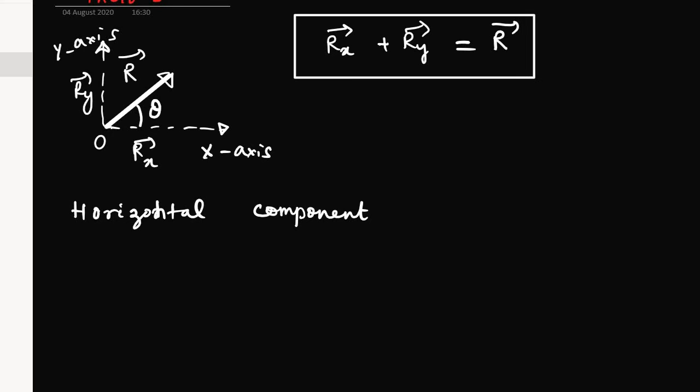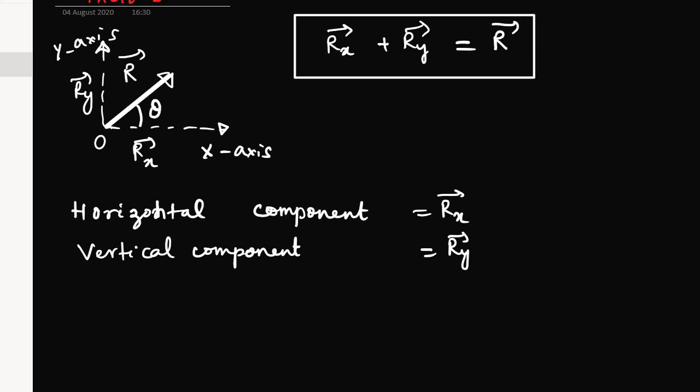So as I said, Rx is along the x-axis. This is called the horizontal component. But I already said the R vector is making angle theta with the x-axis. If the horizontal component is Rx, the vertical component along the y-axis will be written as Ry, and the vector sign would be given.